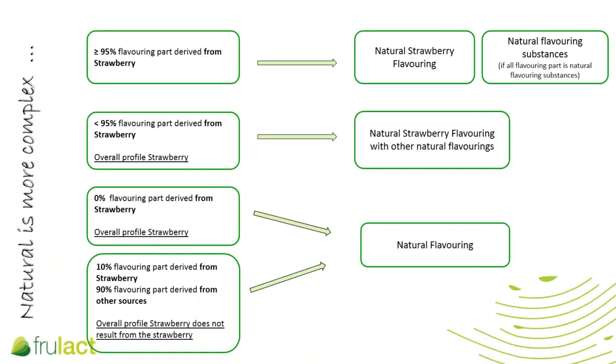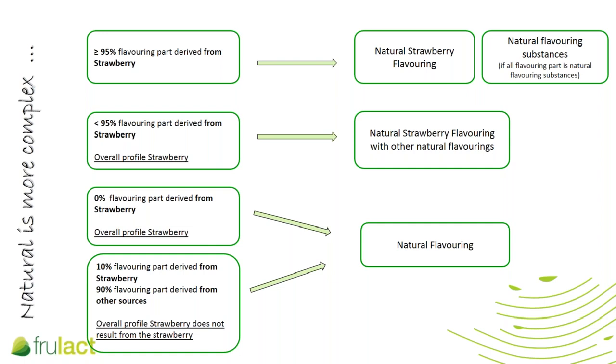So, a small summary, to give a straight idea of the categories. Keep in mind that the flavoring part is 100% from natural sources. So when we have more than 95% of the flavoring part derived from strawberry, for instance, we can label it as natural strawberry flavoring. If all the flavoring part is natural flavoring substances, the label natural flavoring substances is always possible.